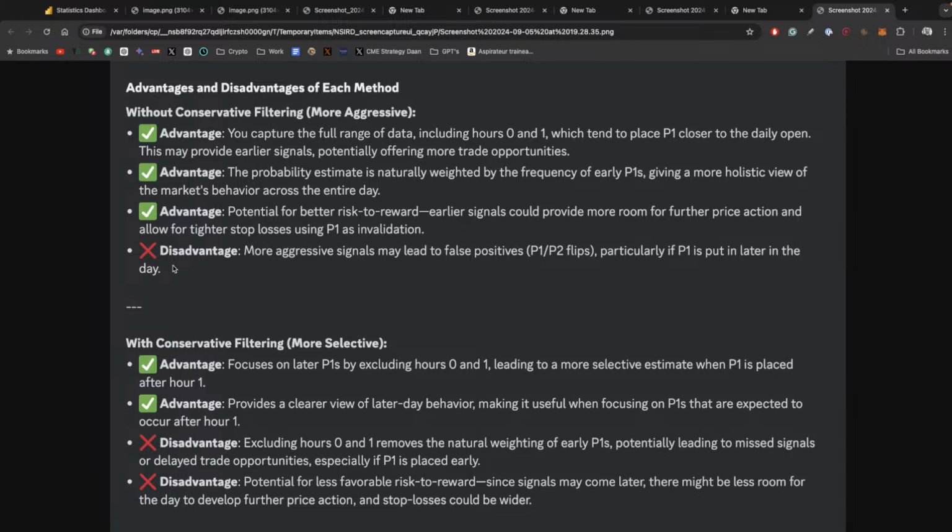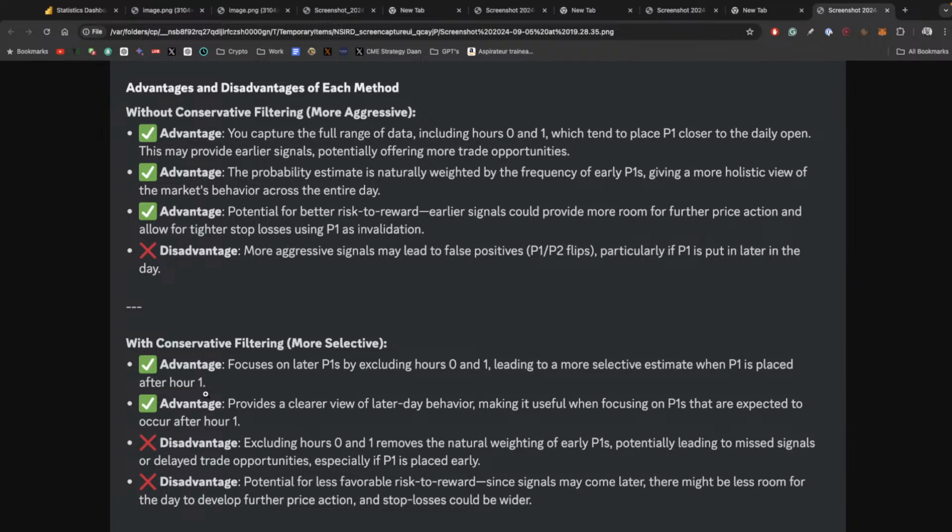And the disadvantage is that more aggressive signals may lead to false positives, P1, P2 flips, particularly if P1 is put in later in the day, right? So generally how you have to see it is that not using filter mode will probably work worse if you get a lot of P1, P2 flips later in the day, right? That's the takeaway of it.